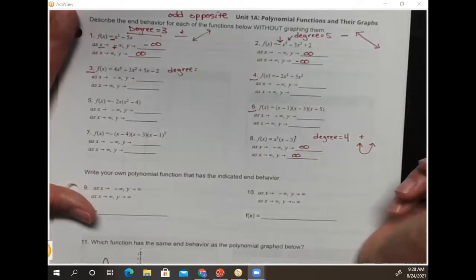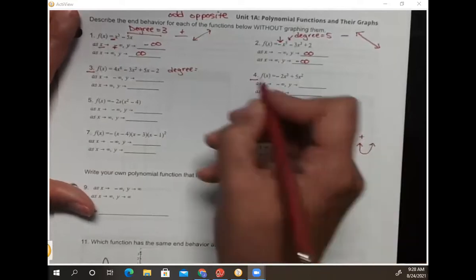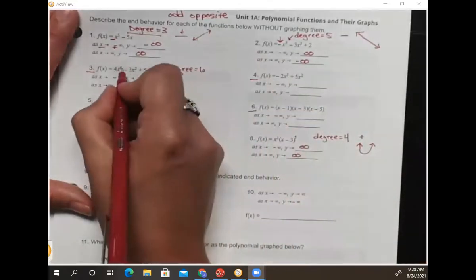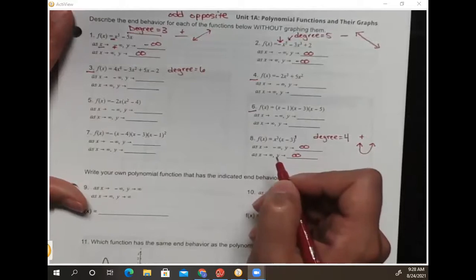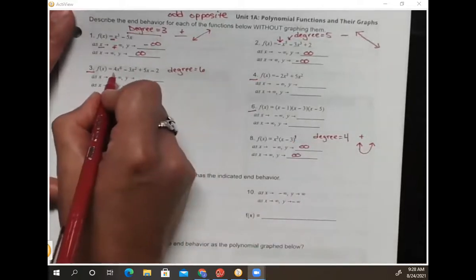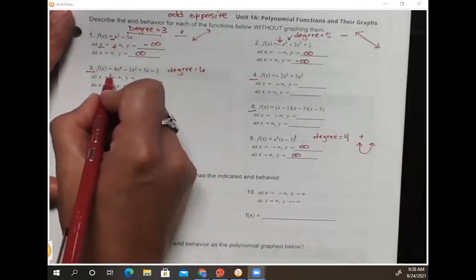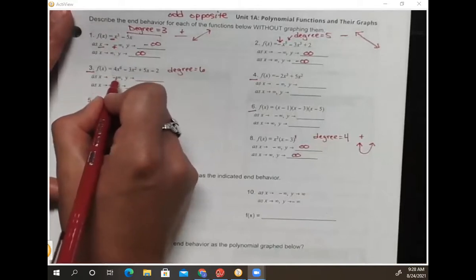What's our degree for number 3? 6. It's in standard form, so I just look for the biggest exponent. And then our lead coefficient, is that positive or negative? Positive. I just look at the number in front, right? If I see a negative sign, it's negative. If I don't see a negative sign, it's positive.